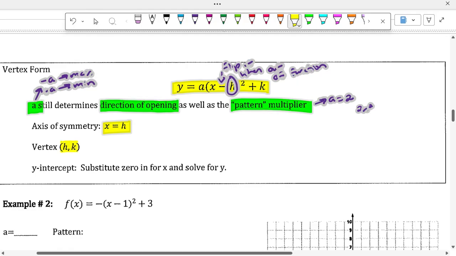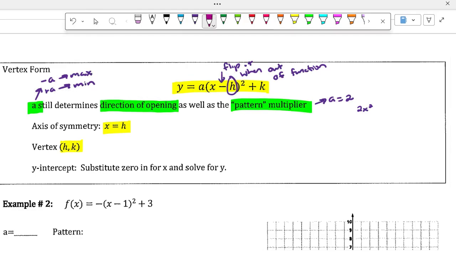The vertex is HK. So it's H. Again, you would flip that sign when you pull it out. And then K, you keep the sign. So K, you keep the sign. H, you flip the sign. All right. Now, for the y-intercept, we would just substitute 0 in for x and solve for y. So standard form is the easiest way to get the y-intercept. Vertex form is the easiest way to get the vertex without doing a whole lot of effort.